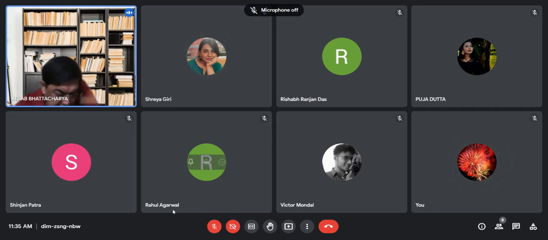Out of 10, 7 students have joined so far. Ankesh Kumar, Pavan Kumar, and Shankho Mitra are not here. They have not joined so far.